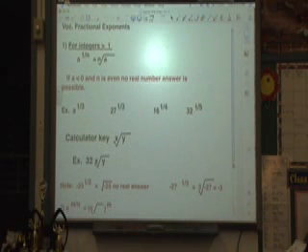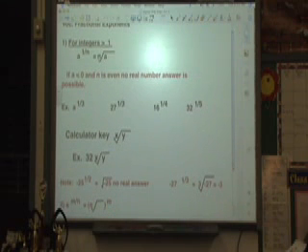Fractional exponents are written a to the 1/n power. The number in the denominator's place is the root, and the number on top is the power. So this says take this number to the nth root and then to the first power, which isn't going to do anything. If a is less than 0 and n is an even number, no real number answer is possible.